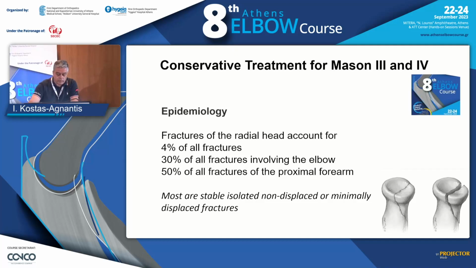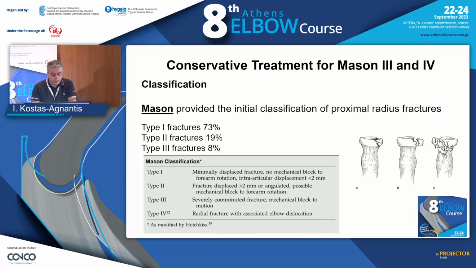Fractures of the radial head account for 30% of all fractures involving the elbow joint. Most of these fractures are stable, non-displaced, and/or minimally displaced fractures. In 1954, Mason provided the initial classification of radial head fractures. Most of the fractures were type 1, 73%, and the rest were type 2 and 3.